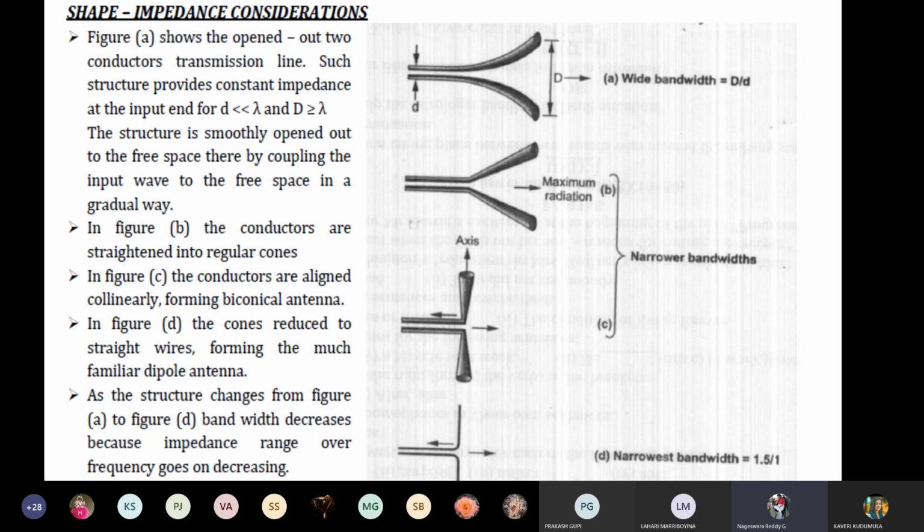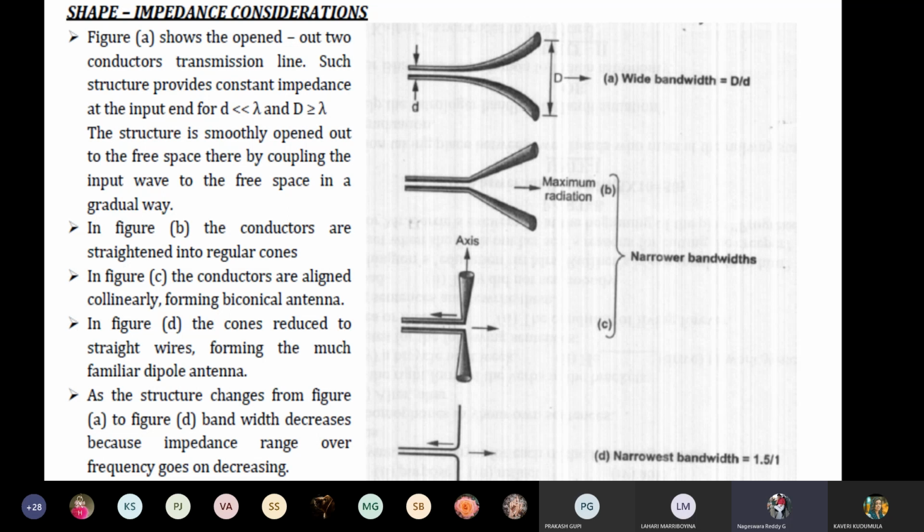You can observe in figure B. In figure A, the structure is smoothly opened out to the free space, thereby coupling the input wave to the free space in a gradual way. This is why we are taking the different shapes of antennas, for the transmission of electromagnetic energy. In figure B, you can observe the conductors are straightened into regular cones. These two conductors are straightened into regular cones.